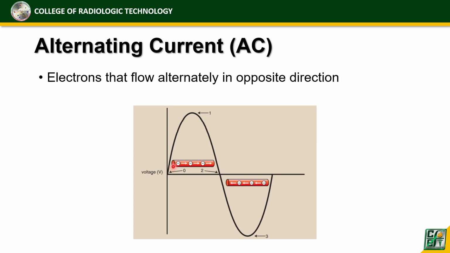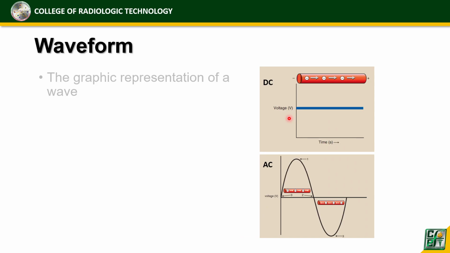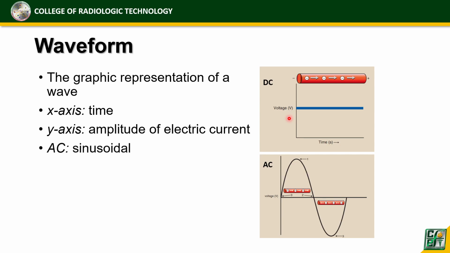So this is the first, then it goes back. Okay? So that is its pattern. So the current is 60 Hz. A waveform is a graphic representation of a wave. Of course, DC is just a straight line, while AC is a sinusoidal wave. Okay?